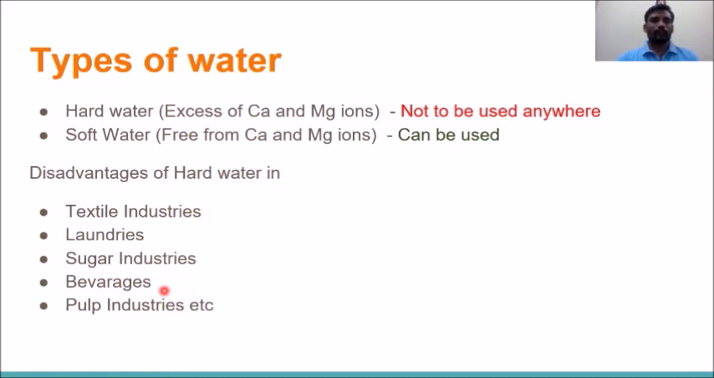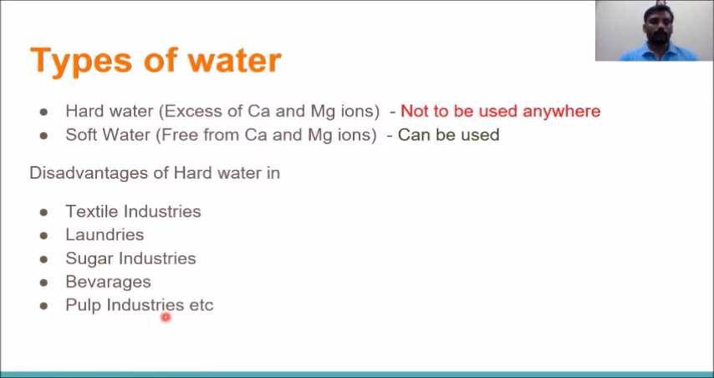In case we are using it in the pulp industries, what will happen? The specification required is that it should be free from iron and manganese salts, free from hardness, and free from silicon, etc. These things are required especially for the paper and pulp industries. If we use hard water in these industries, it definitely affects the color and brightness of the paper, it increases the ash content of the paper, and it produces cracks in the paper, right? So these are all the disadvantages.